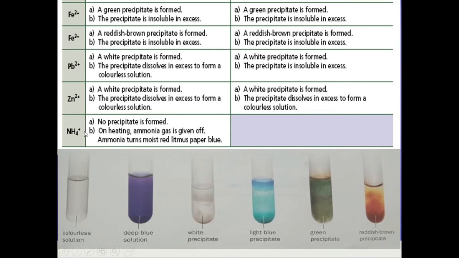In case of ammonium ion, obviously we cannot test ammonium ion by adding ammonia. In case of ammonium ion, no precipitate is formed when we are adding few drops of sodium hydroxide solution, but on heating, ammonia gas is given off. And how can we test ammonia gas? Ammonia turns moist red litmus paper blue. So when we bring moist red litmus paper near the mouth of the test tube, it will turn blue because ammonia is alkaline in nature.